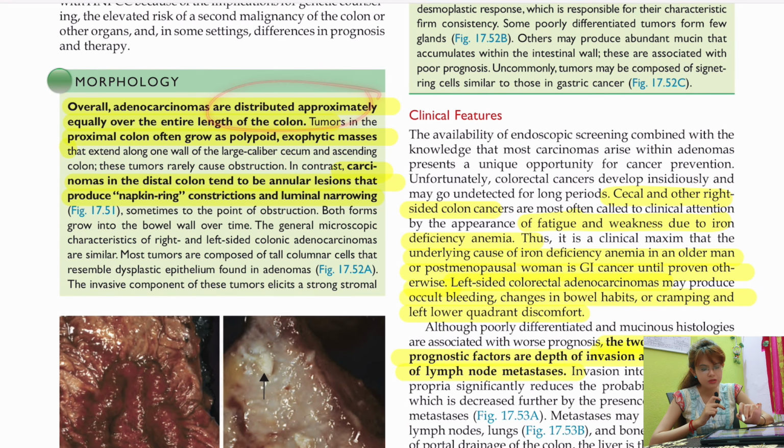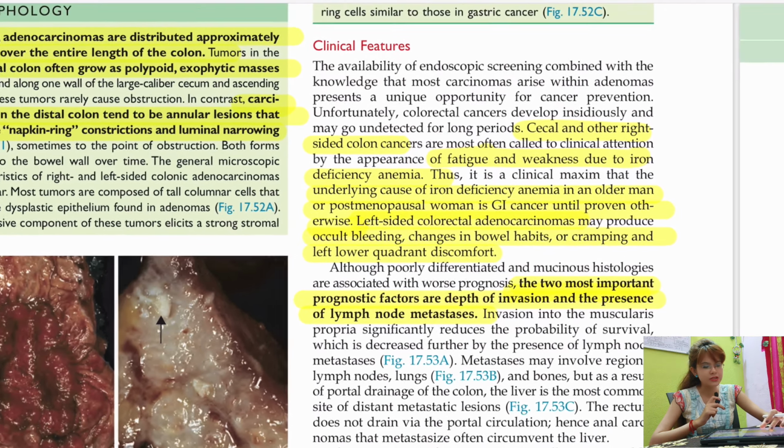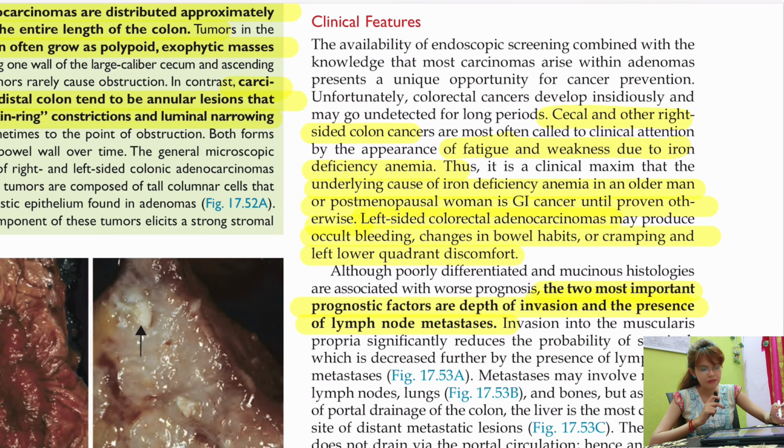It is distributed approximately over the entire length of the colon. The proximal colon often grow as polypoid exophytic mass, and in the distal colon you have these annular lesions which produce these napkin ring constrictions. And now you please tell me what are the clinical features from the right colon and the left colon. So in the right colon and the cecum, you have this fatigue and weakness due to iron deficiency anemia. So iron deficiency anemia is a presentation in the right sided colonic cancers, but in the left sided colonic cancers you have changes in the bowel habits. So you have rectal bleeding, you have changes in the bowel habit and or cramping, and left lower quadrant discomfort.